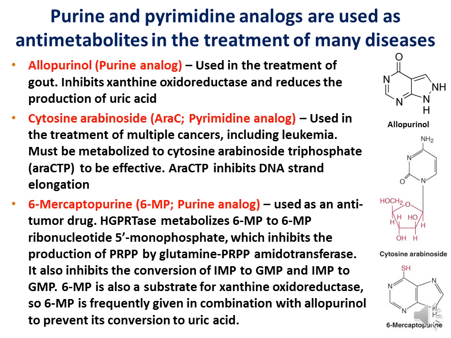Cytosine arabinoside is used in the treatment of multiple cancers, such as leukemia. It first must be metabolized to its ribonucleotide triphosphate form to be effective. It then inhibits DNA strand elongation.